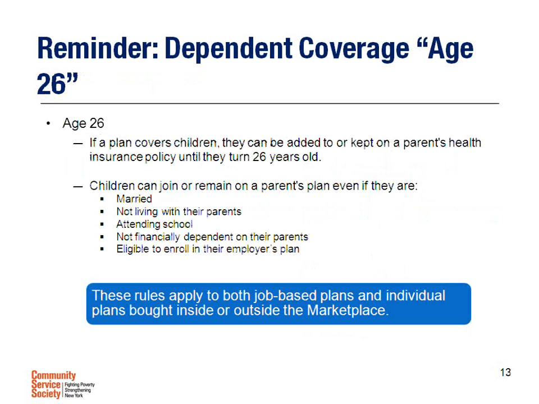This is a reminder about dependent coverage to age 26. This is federal law, and the young adult population has greatly benefited from the Affordable Care Act. The rule is that dependents who are able to be on their parents' insurance can stay enrolled up until age 26. It doesn't matter whether they're married, whether they're living with their parents, whether they're attending school, or whether they're even financially dependent on their parents. This rule applies to both job-based and individual plans bought inside and outside the marketplace, right?